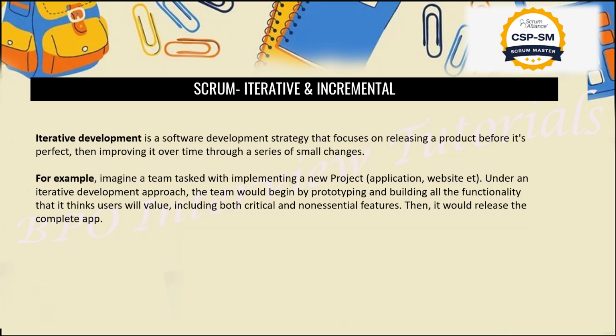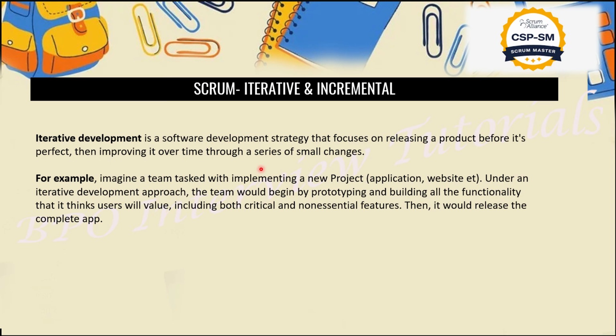Let's start today's concept that is on Scrum, iterative and incremental model. So both have different stories, guys. We will start one by one, and somewhere you will find both are accurately equal, but there is a little approach that needs to be followed in both iterative and incremental model. Let's start with first, what is iterative development model. Let's consider a software example, wherein in software development, the strategy is they focus on releasing a product before it's perfect, then improving it over time through a series of small changes. So this is the iterative property.